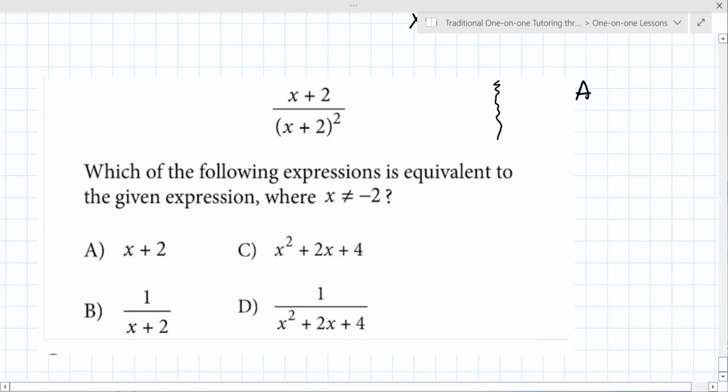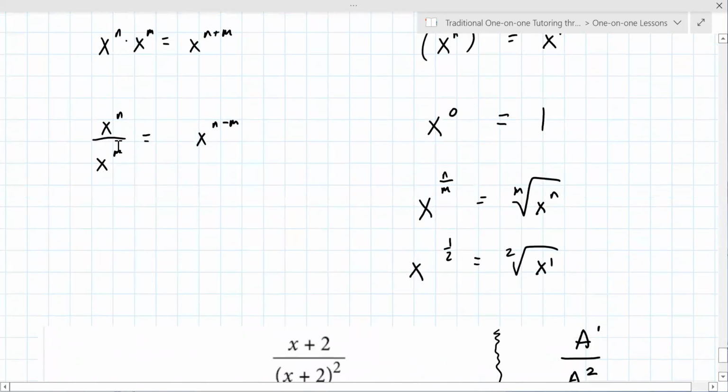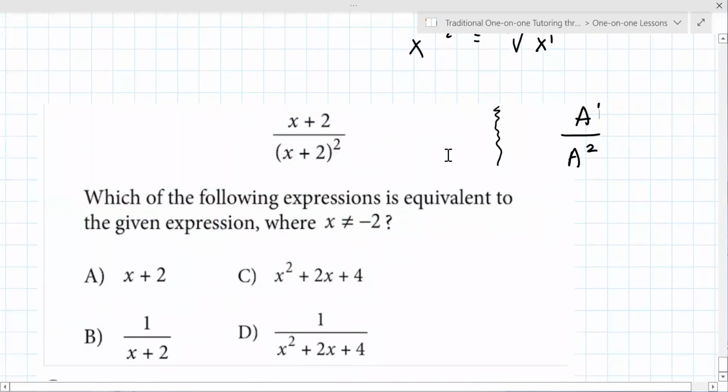So let's say this was a over a squared. What would you do to reduce that? Try to get rid of the squared. I have no idea. Are the bases the same? Yeah. So if the bases are the same, what do you do to the exponents? Oh, you subtract. Yes. So what's uncomfortable here is that the base isn't an x, it's an x plus 2, but it's really x plus 2 to the power of 1. So the exponent would turn into -1. You subtract and you get x plus 2 to the -1 power.